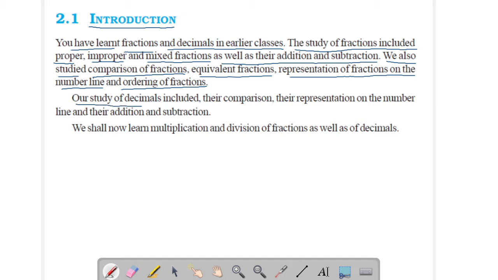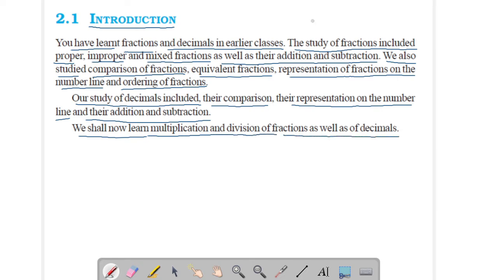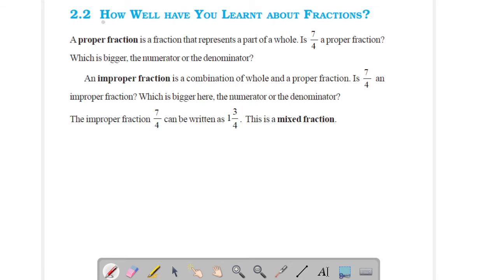Our study of decimals included their comparison, their representation on the number line, and their addition and subtraction. We shall now learn multiplication and division of fractions as well as decimals. Now we will study how well you have learned about fractions.